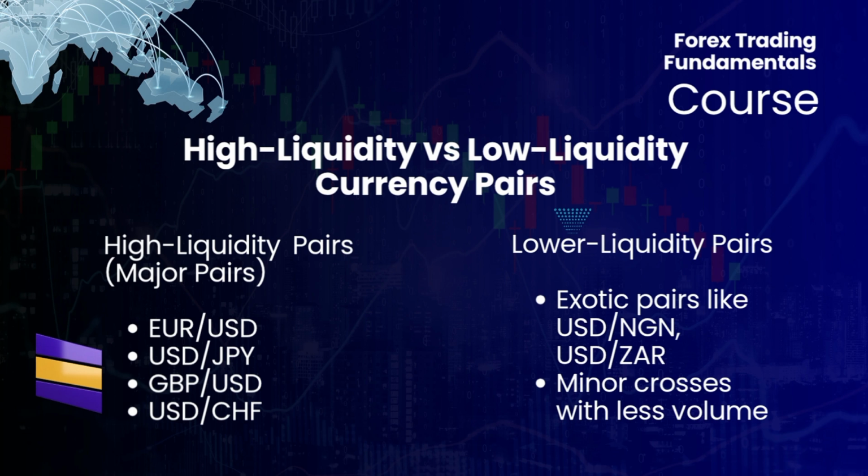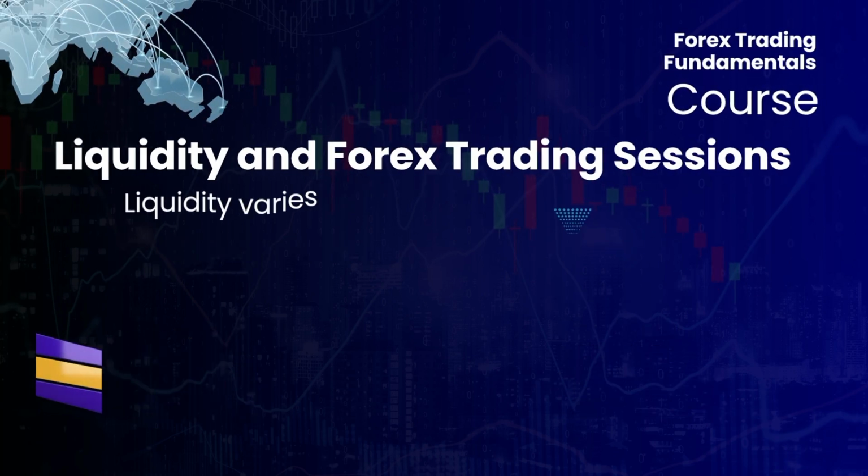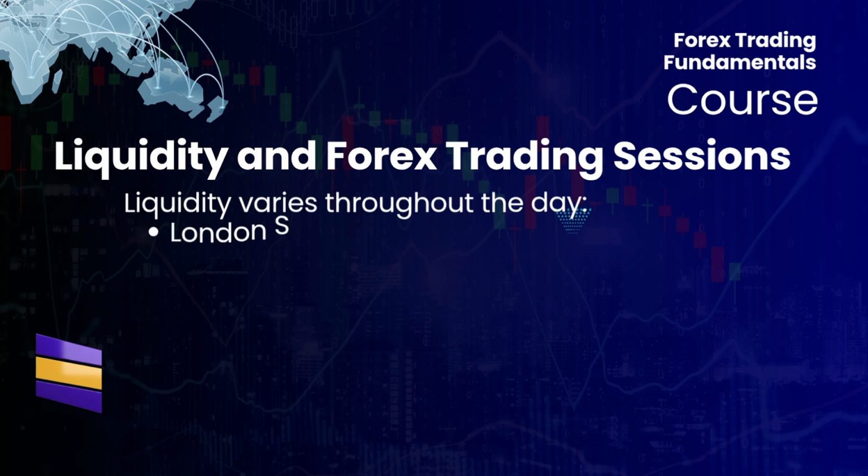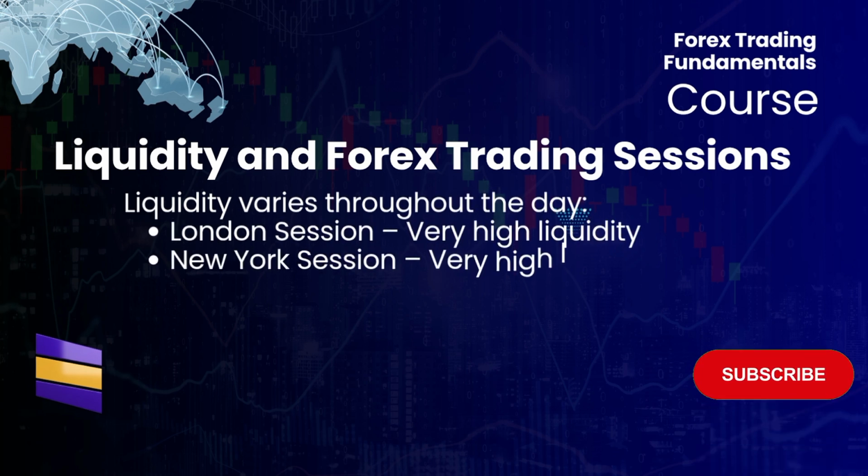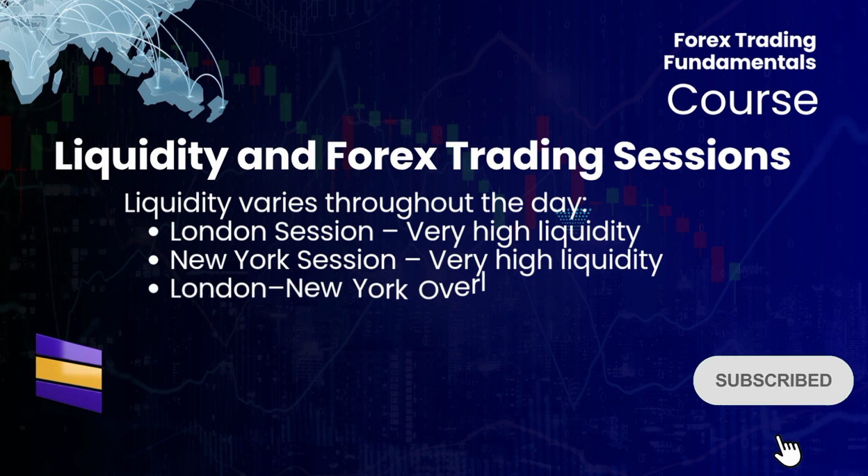Now, high liquidity versus low liquidity currency pairs. These are some of the pairs you need to look at. When you see pairs like the Euro USD, you're talking about a very high liquidity pair. These are major pairs. Then when you talk about the USD and NGN, the US dollar to the Nigerian naira, you are dealing with a low liquidity pair.